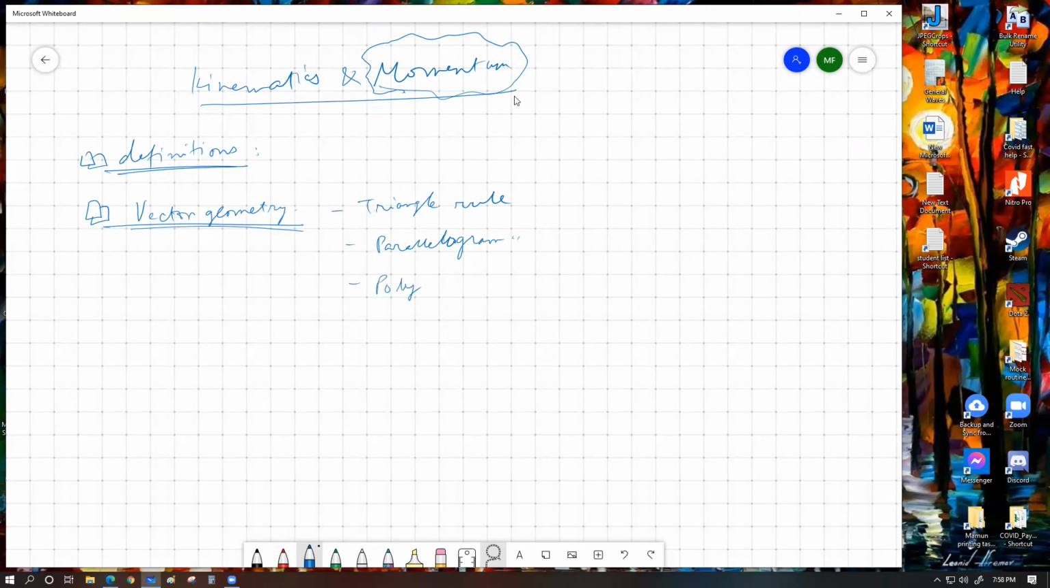which is the third rule that we have, the Polygon Rule. The Polygon Rule is basically an extension of the triangle rule. So I'm going to write it that way: it's an extension of the triangle rule. I want to explain what this is.